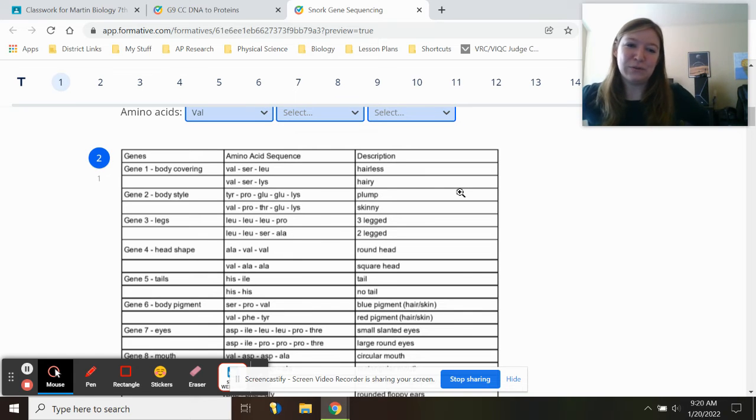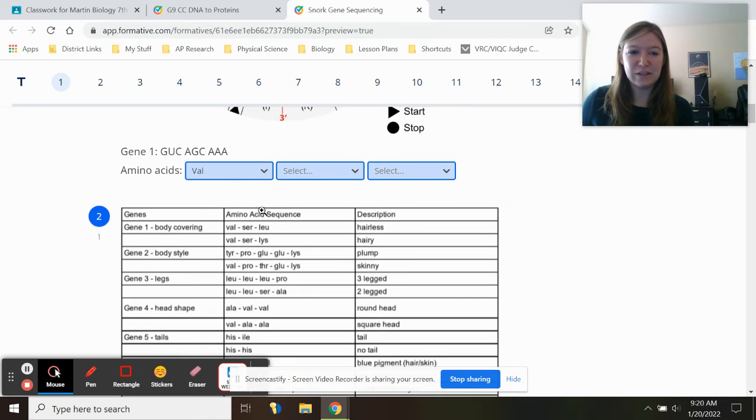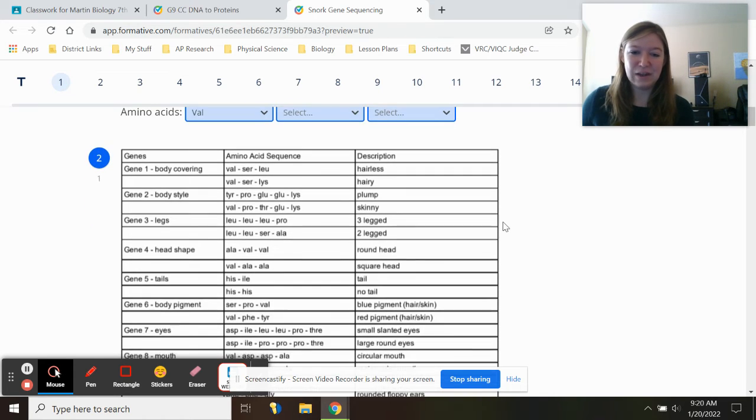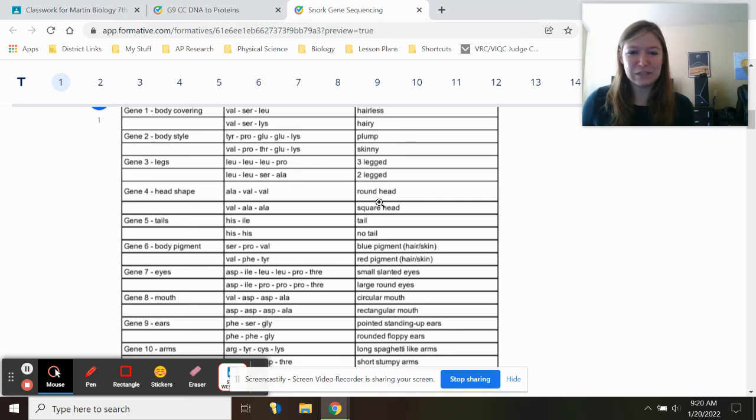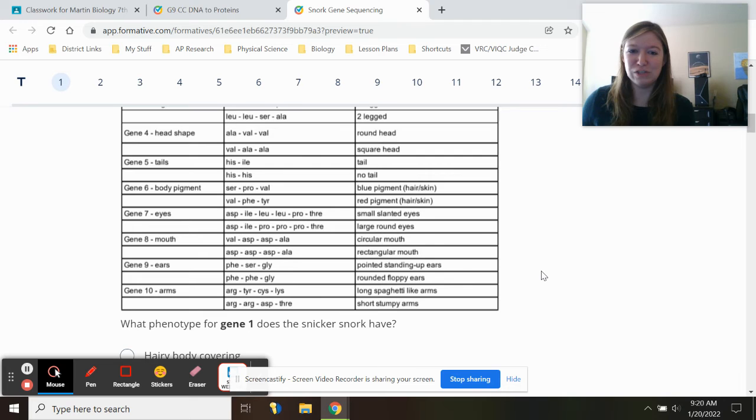So in our gene sequencing, we're going to look at some amino acid sequences, which will determine one of our SNORC's proteins. And these proteins, depending on what the sequence is, will determine their phenotypes and different things about them. This first gene that you guys are going to do will determine if our SNORCs are hairy or hairless. As you can see, our SNORCs have a lot of diversity. Normally species do not have quite this much, especially not on 1 or 2 genes, but we'll talk more about that in a couple weeks.